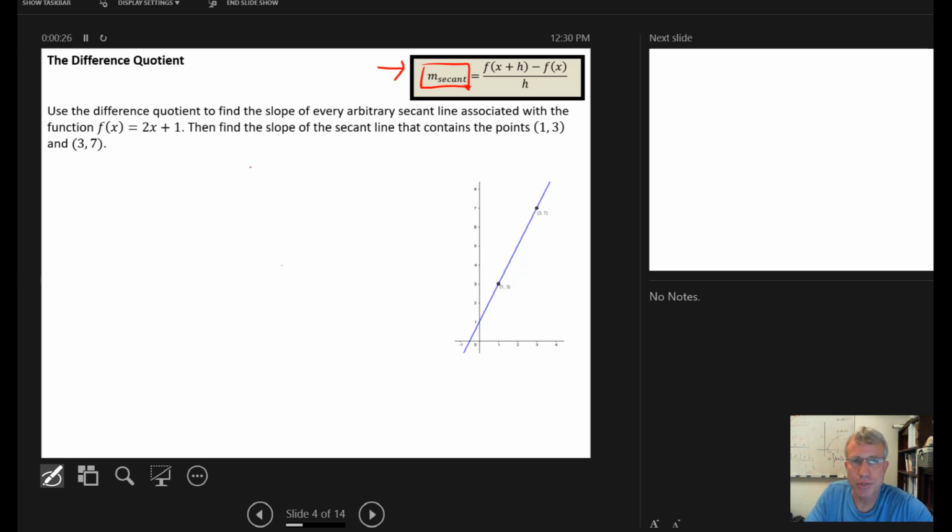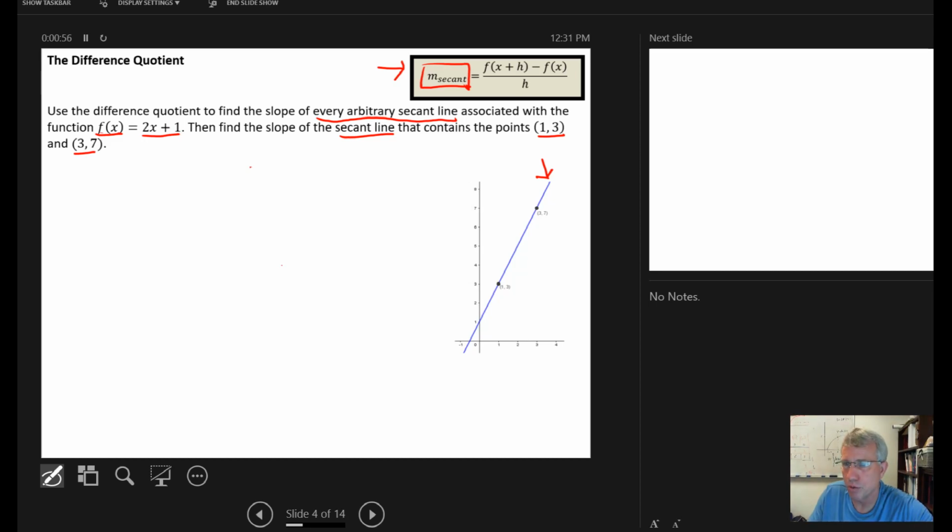So in this example, it says use the difference quotient to find the slope of every arbitrary secant line associated with the function f of x equals 2x plus 1. So that's part A. Part B says then find the slope of the secant line that contains the points (1, 3) and (3, 7). So if we stop and think about this for a minute, the function f of x equals 2x plus 1. I have it graphed right over here. It's just a linear function.